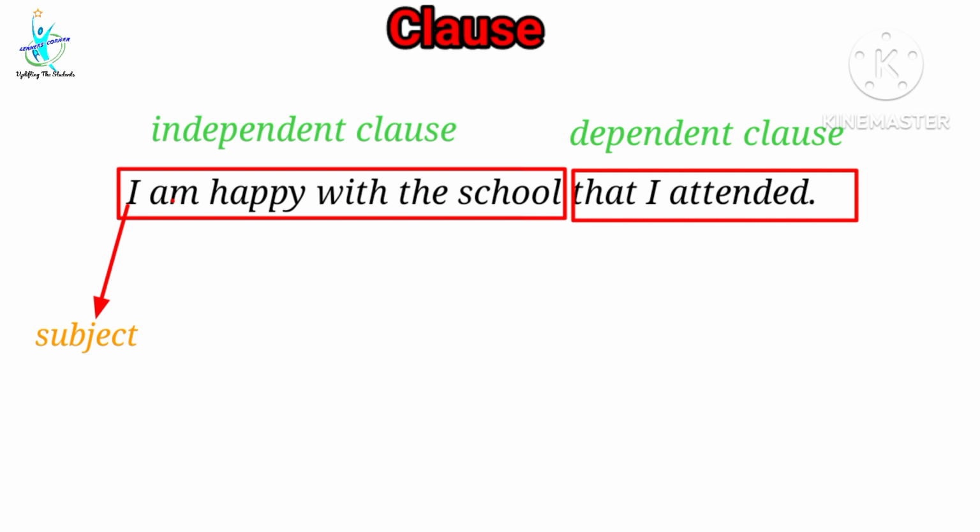We have I as the subject, am is the verb. Therefore, this is a clause. And then that I attended. So we have I, which is the subject, attended is the verb. So we also have a clause there. So we have two clauses. That I attended is the dependent clause, while I am happy with the school is the independent clause. Let's look at the next example.